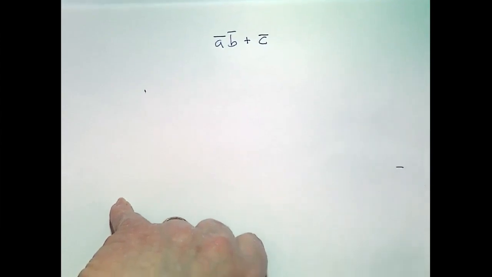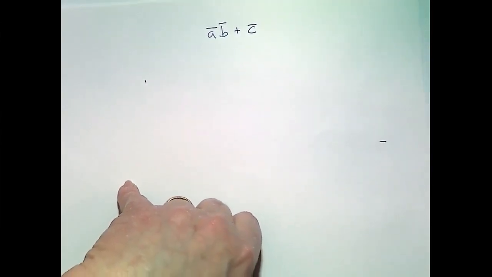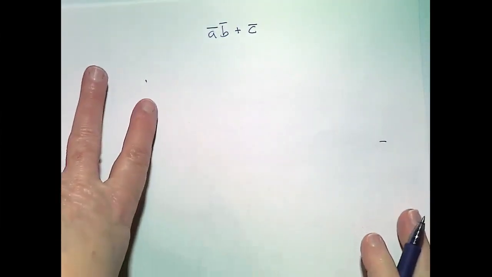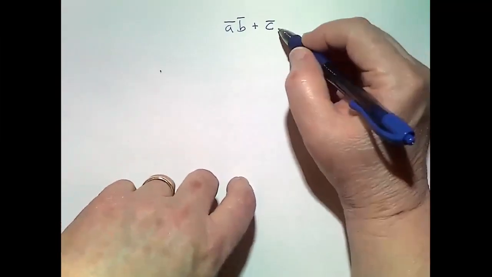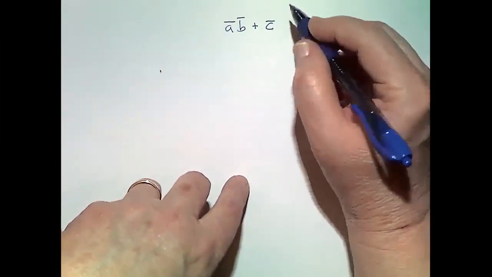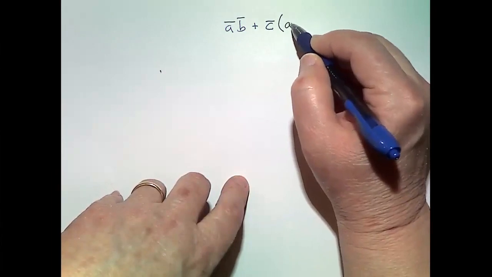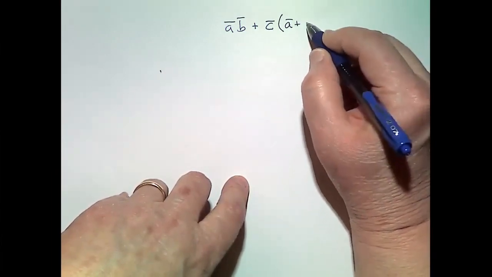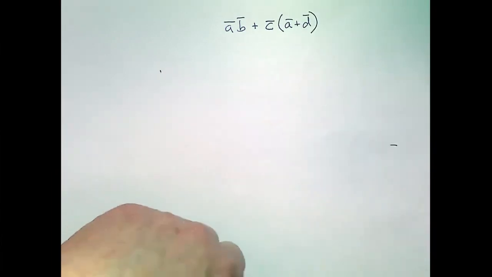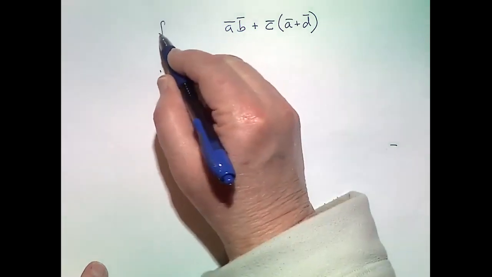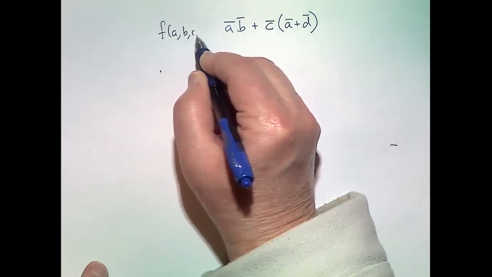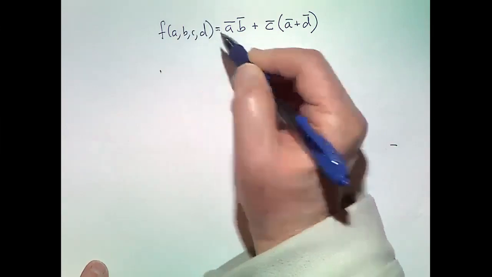Maybe I should make it smaller. Can you still read that? Okay, you want another variable? All right, how about A bar plus D bar? I think that's simplified, but anyway, okay. All right, so this is the function of A, B, C, and D that we want to implement.